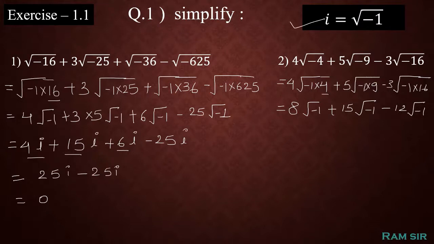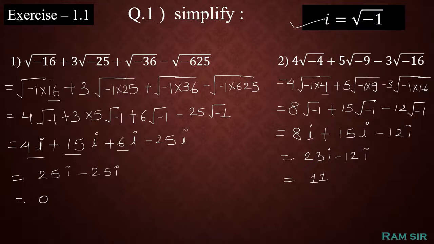Now using this concept we replace root of minus 1 with i, that gives you 8i plus 15i minus 12i. So again 8 and 15 are plus, add them. So 8 plus 15 gives you 23i minus 12i. So we get 23 minus 12: 3 minus 2 gives 1 and 2 minus 1 again 1. So we get 11, along with it. Don't forget to write i. So this is the answer for question number 1.